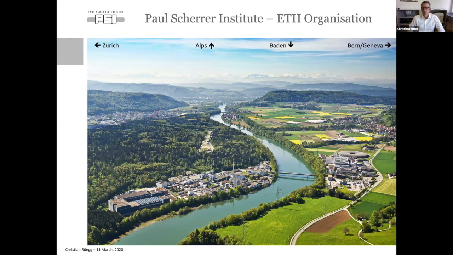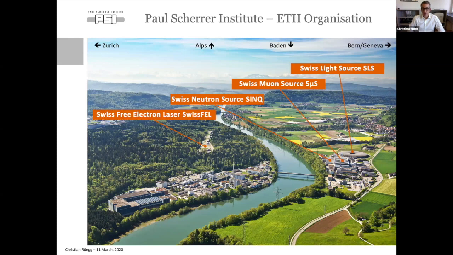At the Paul Scherrer Institute, where I work most of the time, we have many of these experimental probes, not only neutrons, we also do photons and muons. We also have a spallation source, but it has a different time structure. There we focus more on doing experiments now under multi-extreme conditions.